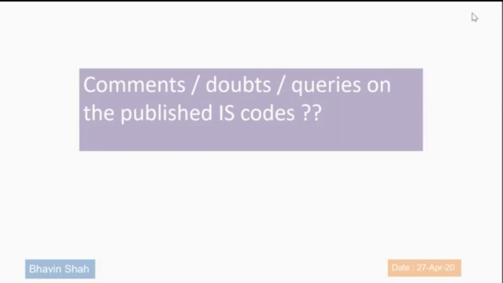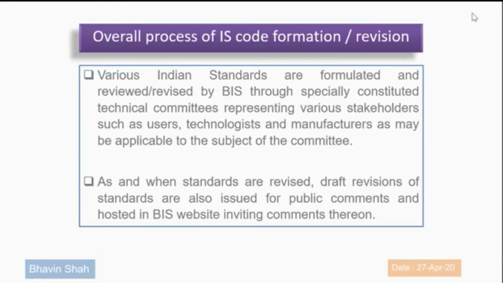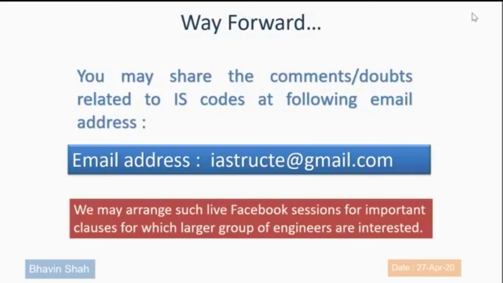Now, this is the important question: what if we have comments, doubts, or queries on the published IS codes? We all know the overall process of IS code formation. The committee is prepared at a national level, which is inclusive of users, technologists, manufacturers, design engineers, academicians, etc. Thereafter, the draft is circulated to all engineers across the country, and based on the comments and feedback, the document is revised.